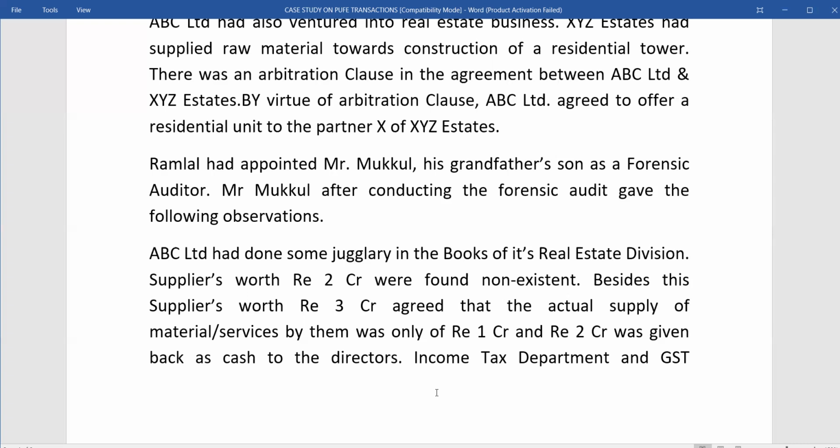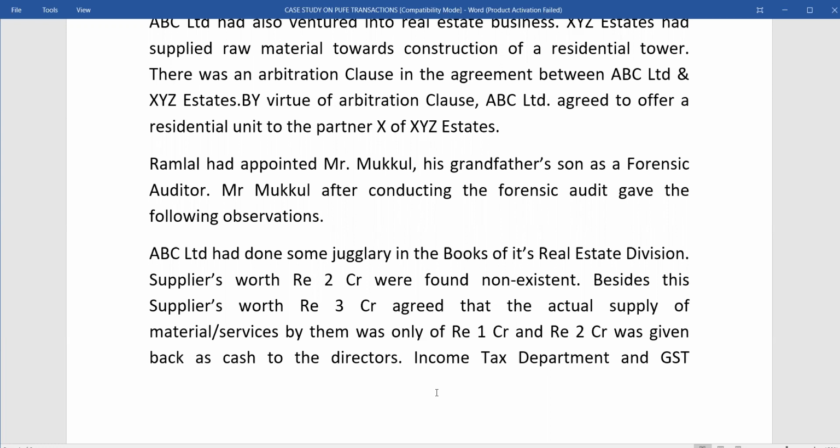But if you see 524A subclause 16, it says father's father. So father's father is grandfather. But only grandfather and grandmother are covered. The grandfather's son is not covered, so he can be appointed. He is not related to the individual. Okay, sir.